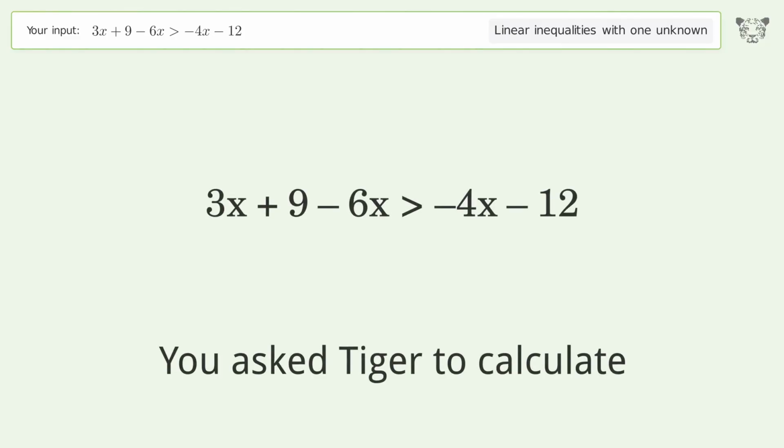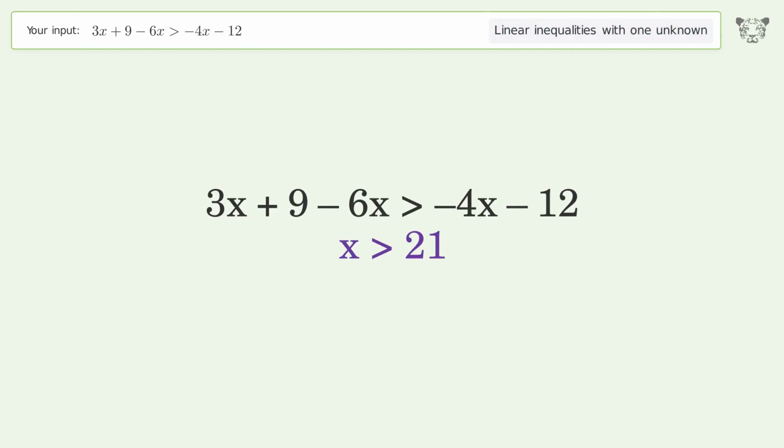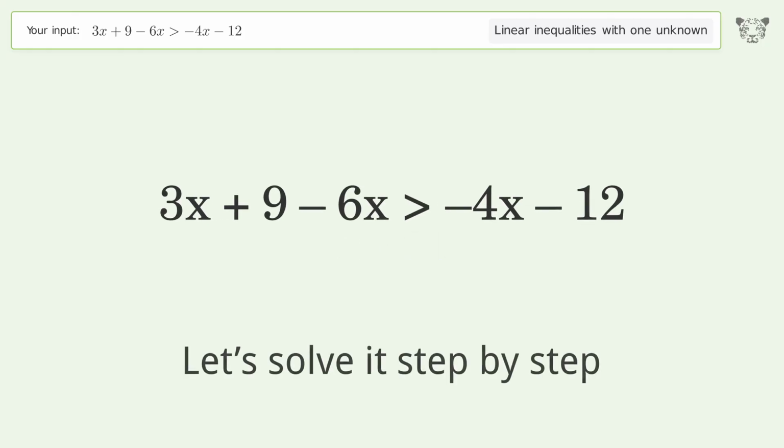You ask Tiger to calculate. This deals with linear inequalities with one unknown. The final result is x greater than negative 21. Let's solve it step by step.